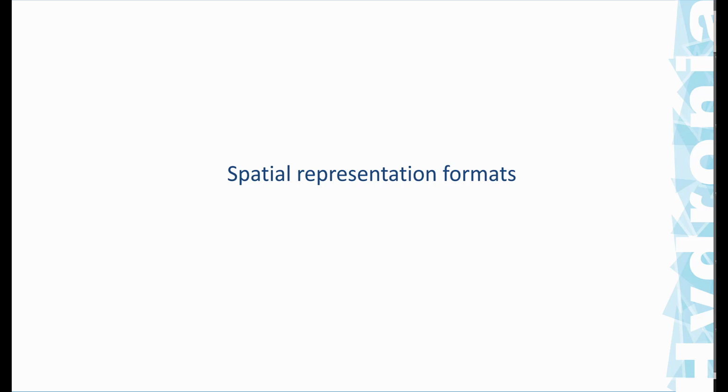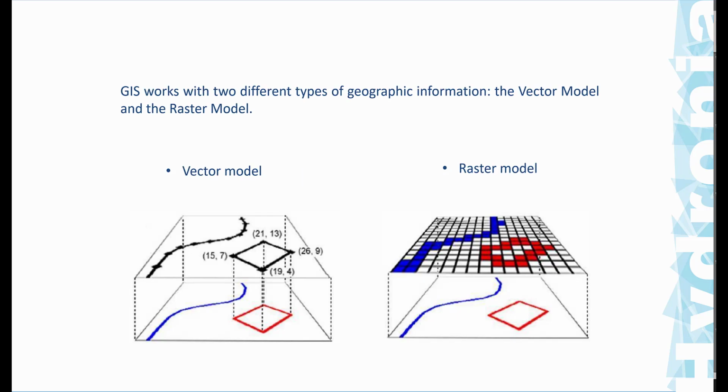Now we're going to focus on the formats in which a geographical information system represents the spatial information. Geographical information systems represent spatial information using basically two models or formats. These are vector format and raster format, or vector models and raster models. Each model has its advantages and disadvantages, and we are going to be using both of them for different purposes within the HydroBID Flood system.